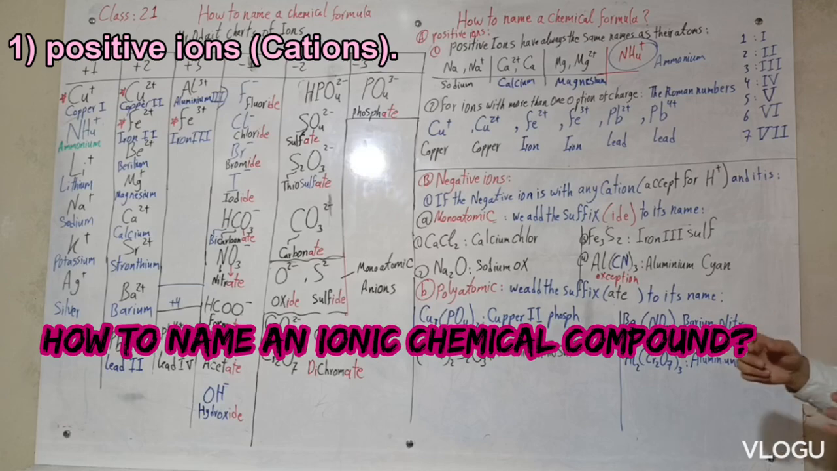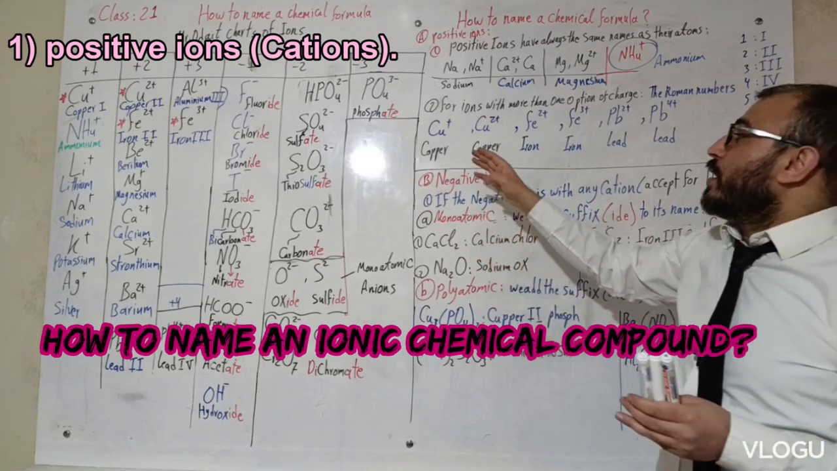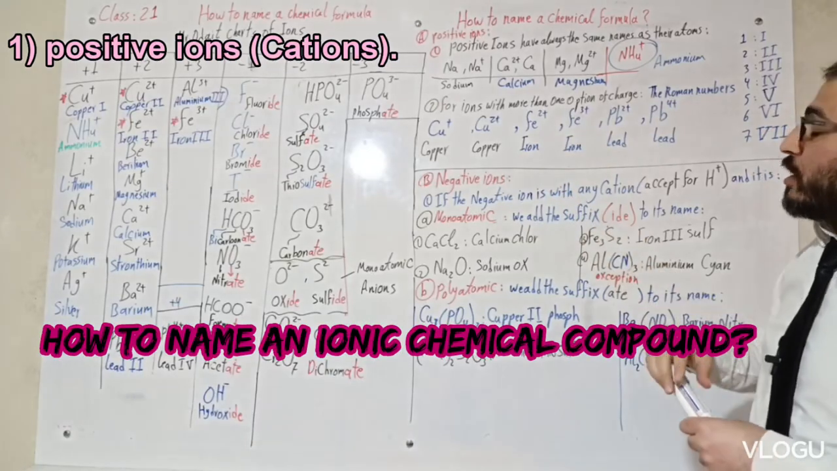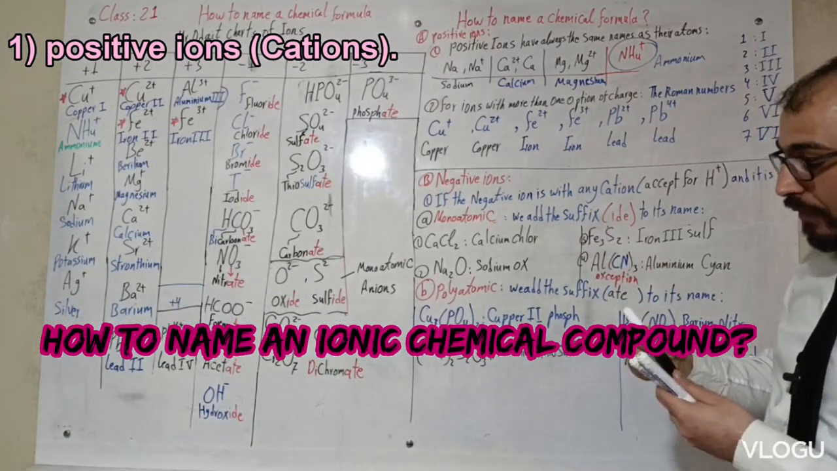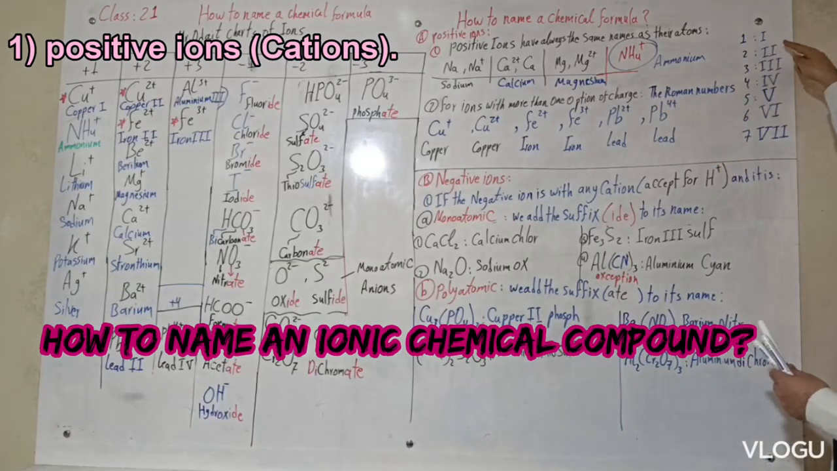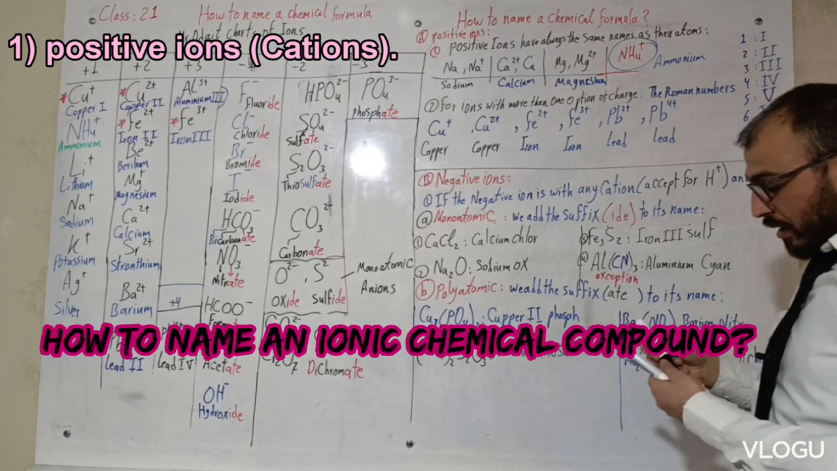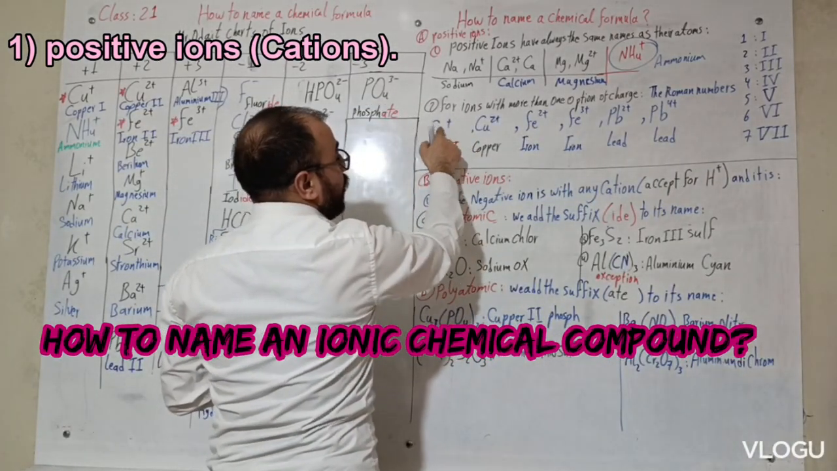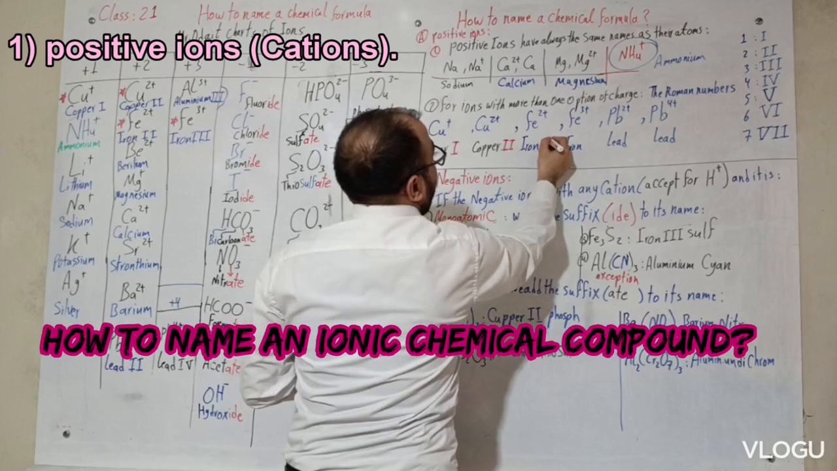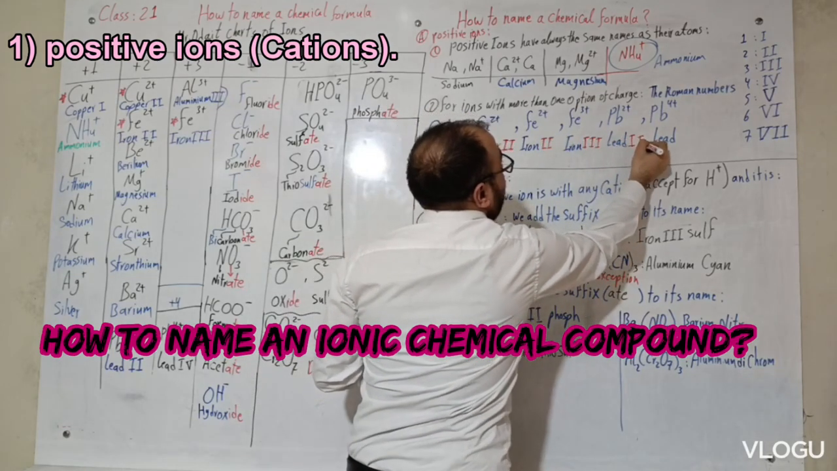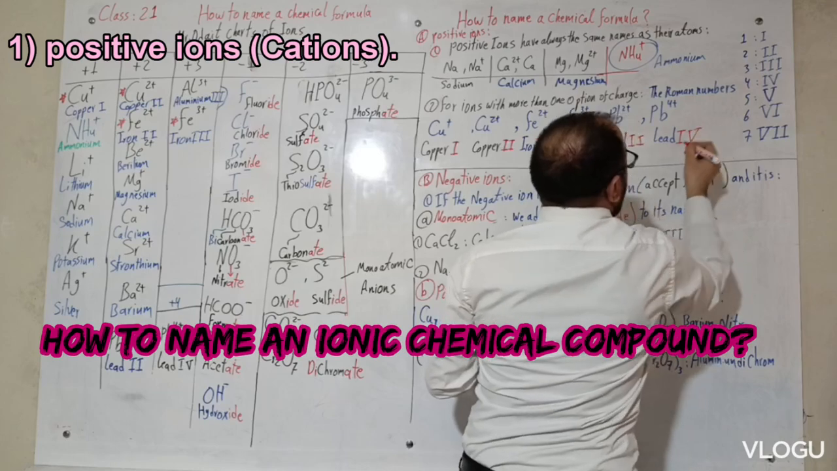As you all know, some atoms or some ions are confusing. They could take 2 or more charges. Like copper, we have copper 1 and copper 2. As we said before, we use the Roman numbers. This is number 1, number 2, number 3, 4, 5, 6, 7, and that's it. Here we have copper 1 because it lost 1 electron. Here we have copper 2, we have iron 2, iron 3, lead 2, and lead 4.